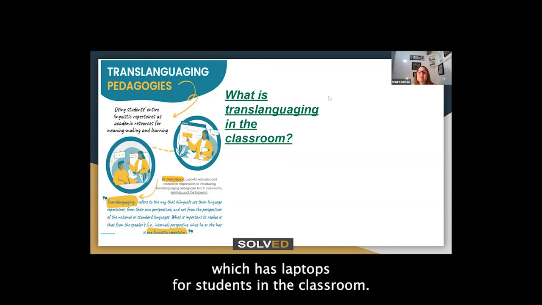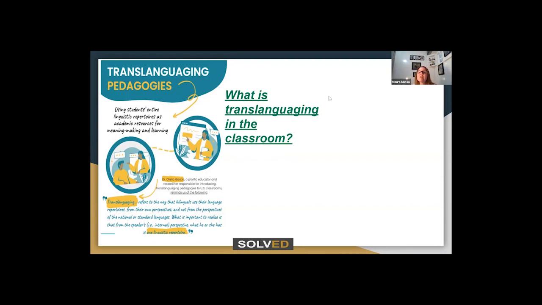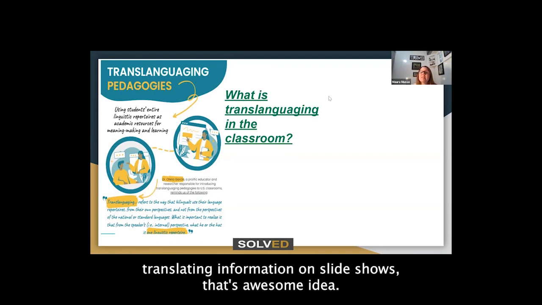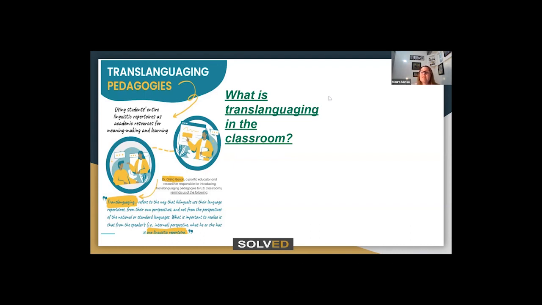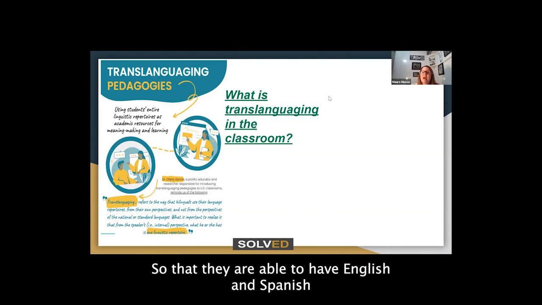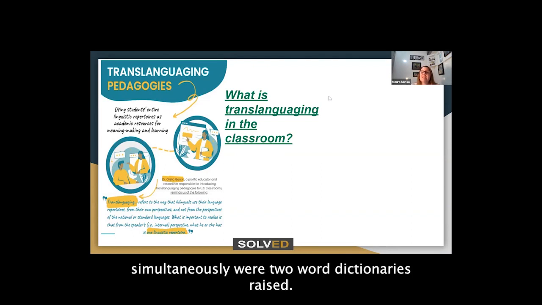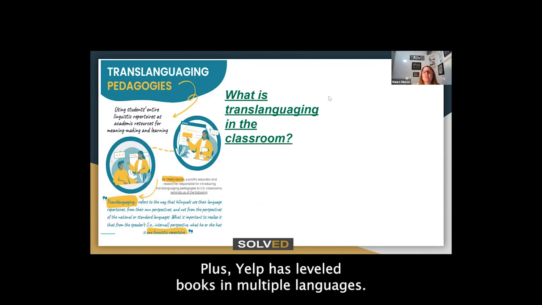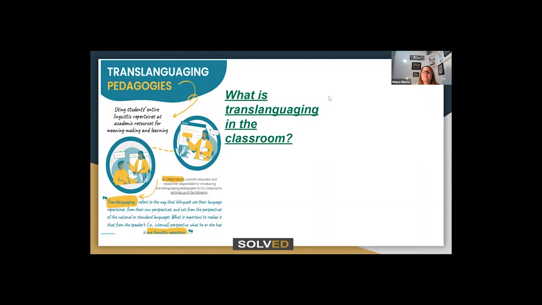Felicia has laptops for students in the classroom, so they use Google Translate in real time, translating information on slideshows. That's an awesome idea, so that they are able to have English and Spanish simultaneously. Word-to-word dictionaries. Raz Plus has leveled books in multiple languages.